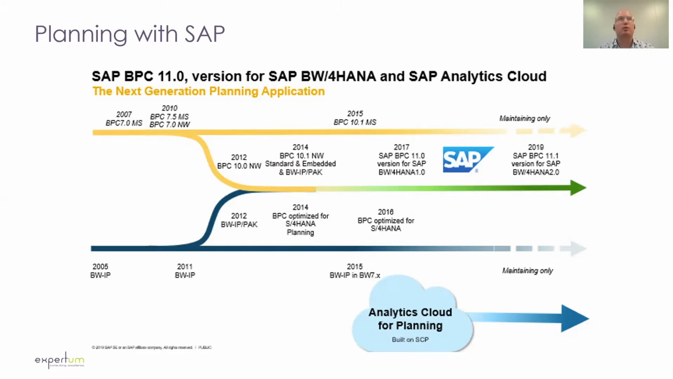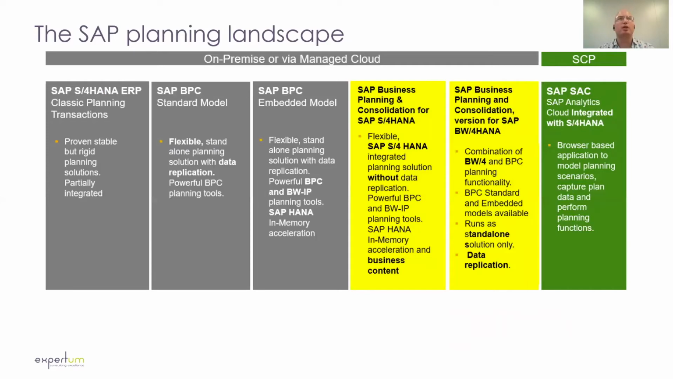And then we have a SAP planning landscape. This is a picture that SAP provides. Basically, you have on the left-hand side the classical planning transactions in ERP. Those are hardly ever used anymore, but they are still available. Same goes for the older versions of BPC, both the standard and the embedded model.